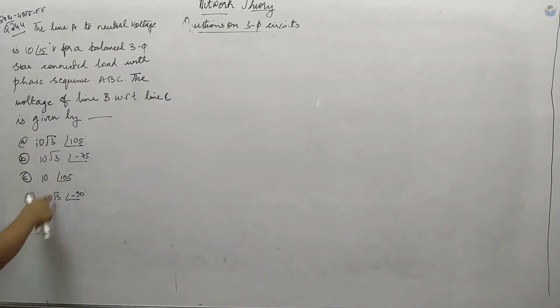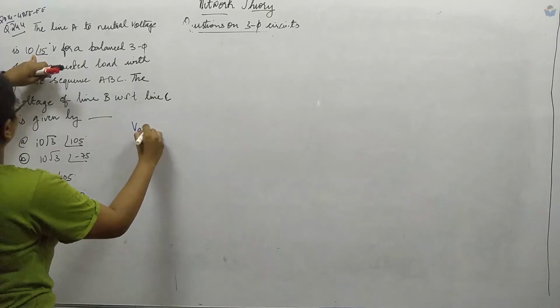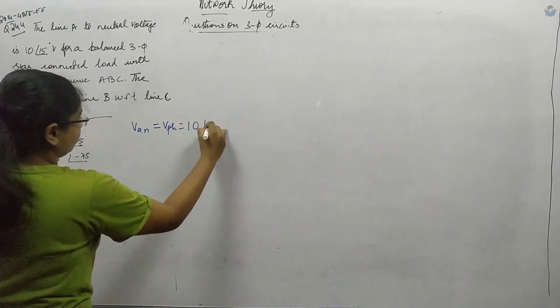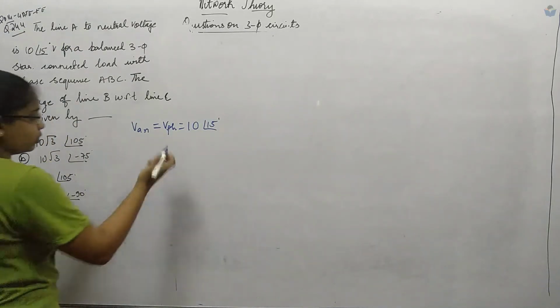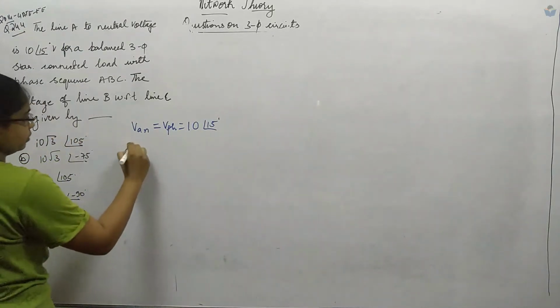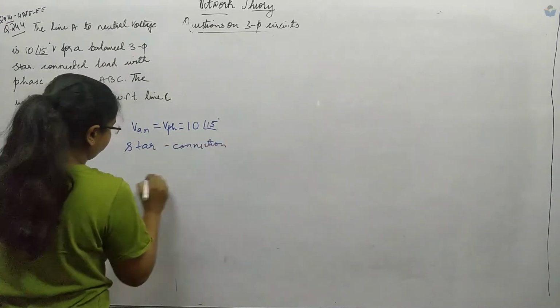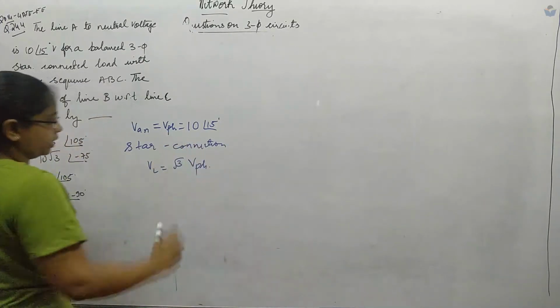Okay, so magnitude is also there, angle is also there. Now we can directly find out the amplitude. How? It is given as VAN equal to, or you can take this as V phase is 10 angle 15 degrees. So we know the relation in star connection.